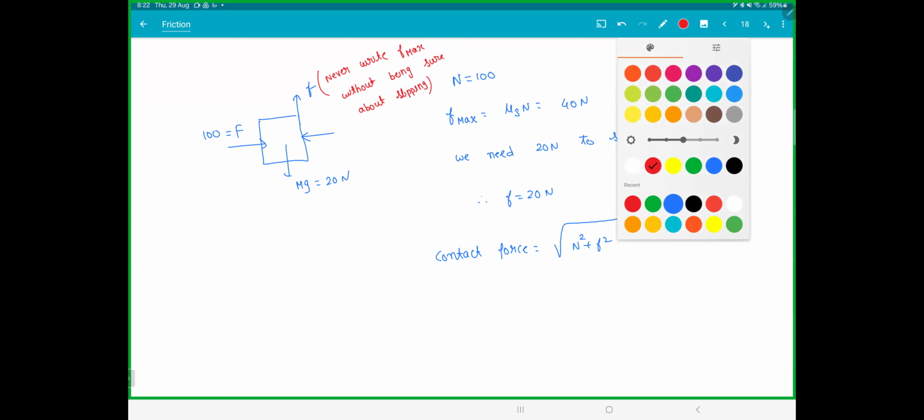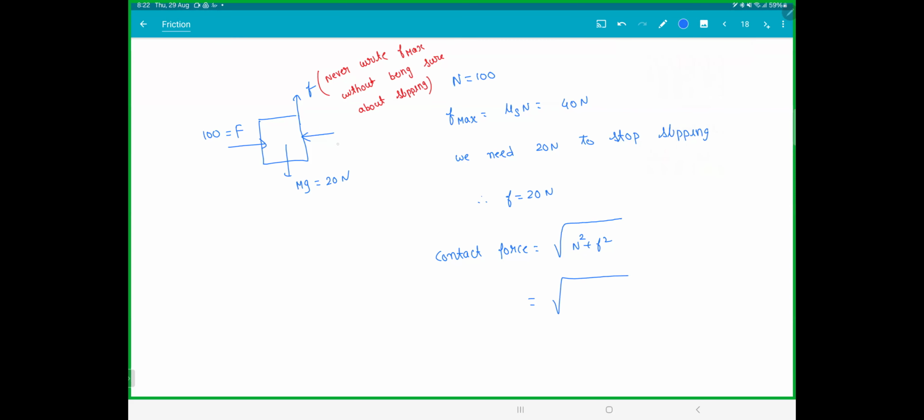So what is the answer here? Root over normal reaction, which is 100 square, plus 20 square. Root 10,400. I will leave it there. Clear? Let's see one more. Any doubts on this?